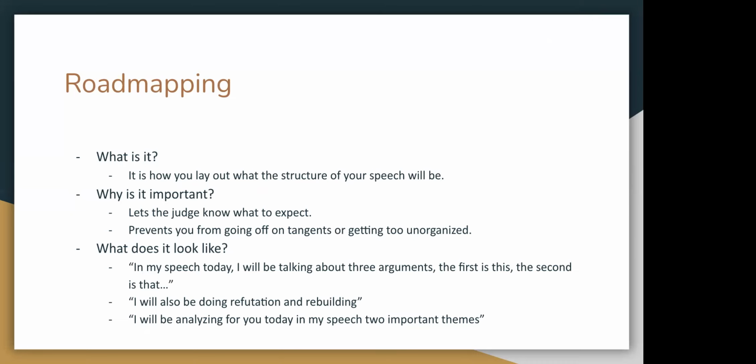It also prevents yourself from going off on tangents or getting too unorganized, simply on the basis that if you set a structure for yourself, you're just more likely to follow a structure in general, right, when you set up that framework. So what does this look like? At the beginning of your speech, let's say that this is a PM speech, you can say something along the lines of, in my speech today, I'll be talking about three arguments. The first is this argument, the second is that argument, the third is this argument, right? You've already roadmapped what your arguments are. Then if this was an LO speech, you might potentially add as well, I will also be doing refutation and rebuilding after, right?